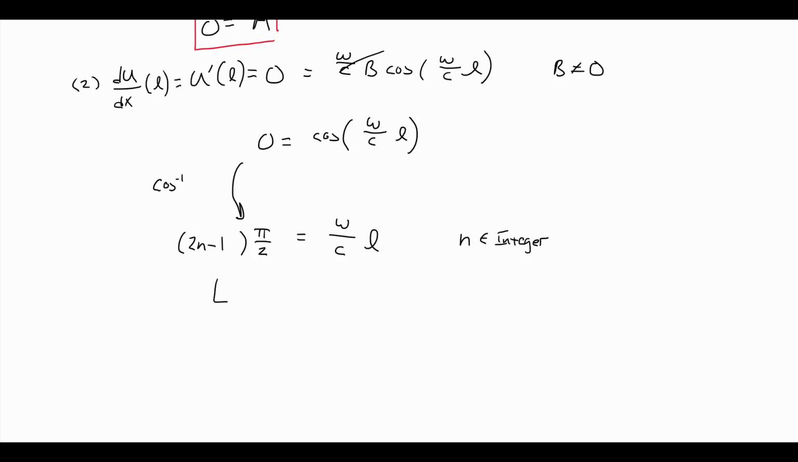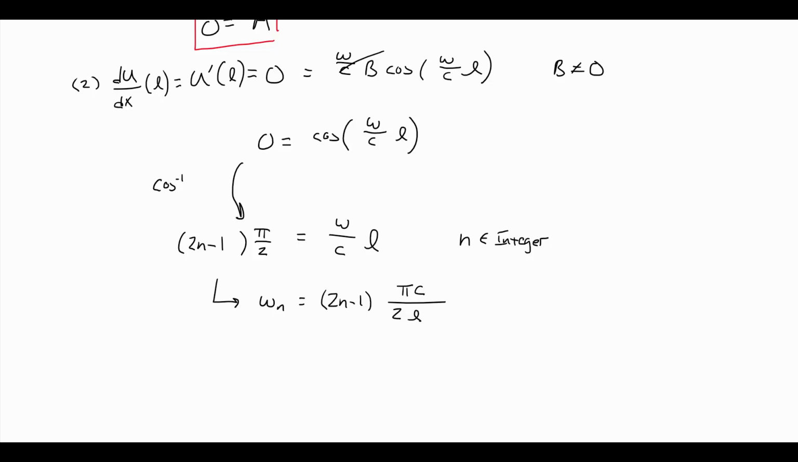So I want to rearrange this. I want to solve for, now I'll call it this omega sub n, and that's going to equal this 2n minus 1, and I have to multiply by c, so pi c over L. And then I have the 2 carrying along as well. Right, so my natural frequencies for these boundary conditions are 2n minus 1 times pi c over 2L.